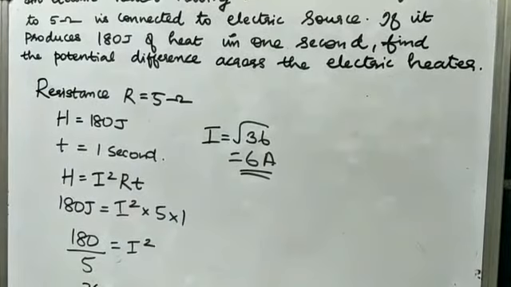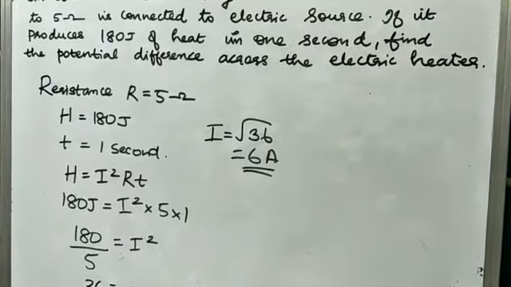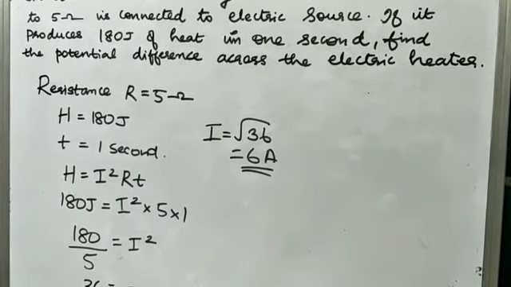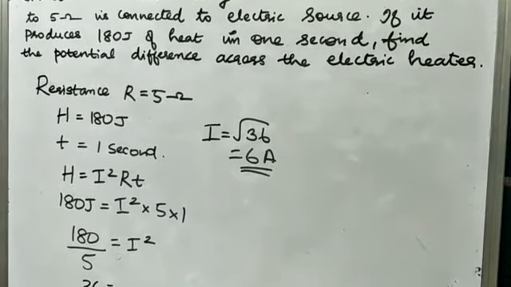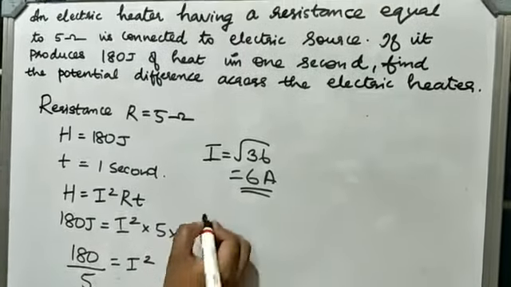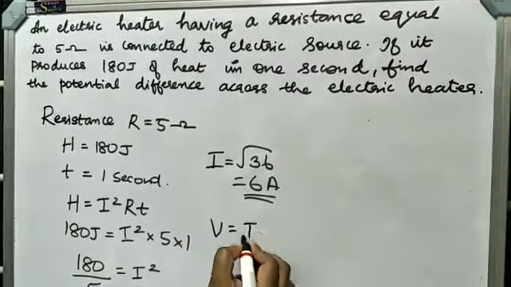Now shall we calculate the potential difference of this particular circuit? Yes, we can do it with the help of Ohm's law. So V is equal to IR. I you already got, 6, into resistance 5, you have it in the question. So 6 into 5 gives you 30. So 30 volt will be the answer.